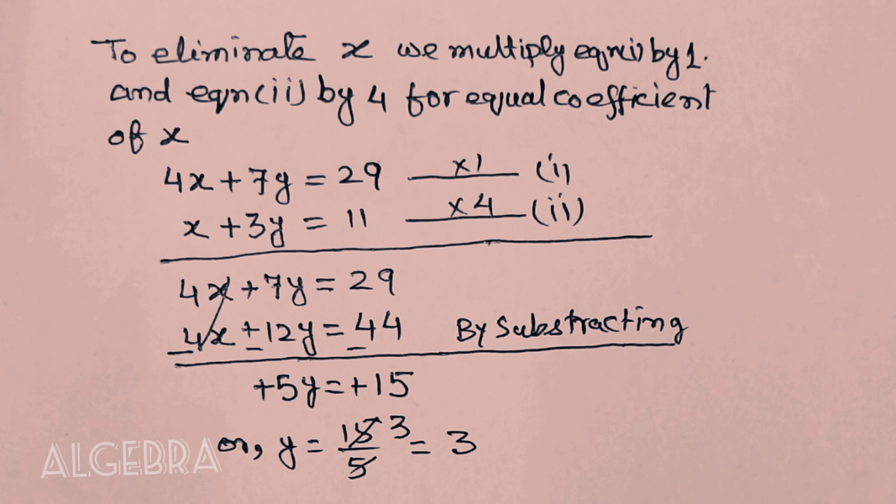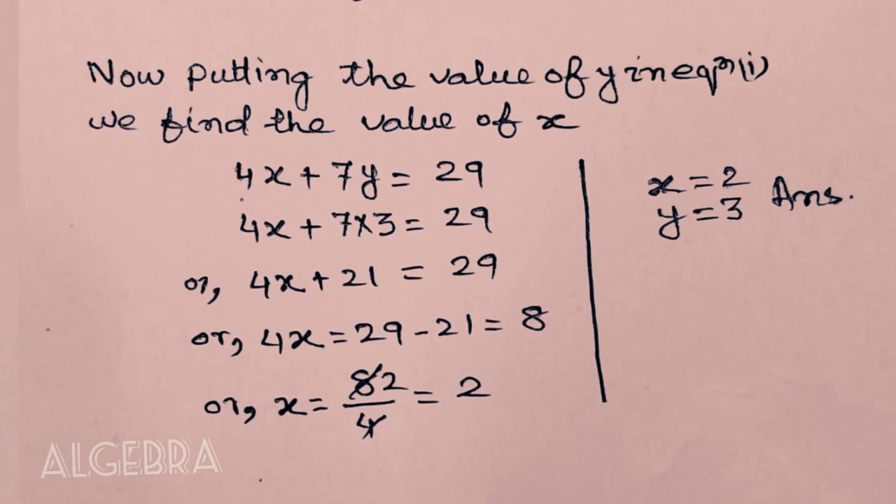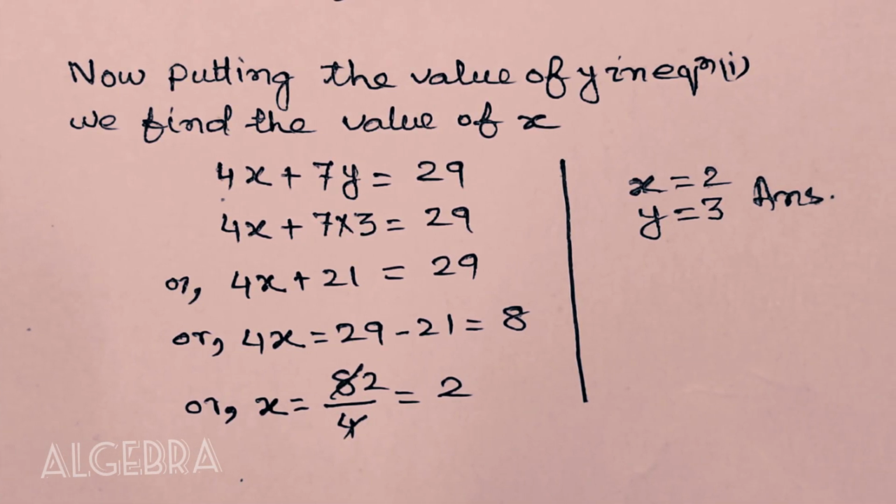By subtracting, 4x and 4x cancel, and −5y = −15, minus minus plus, or y = 15/5, cancel 15 by 5, 3. Now putting the value of y in equation 1, we find the value of x. 4x + 7y = 29, 4x + 7 × 3 = 29, or 4x + 21 = 29, or 4x = 29 − 21 = 8, or x = 8/4 = 2. So x = 2 and y = 3.